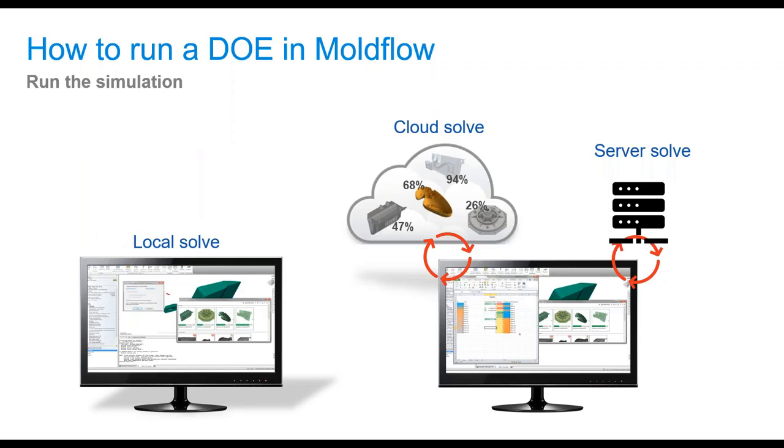So how can you run a DOE in Moldflow? Running a DOE virtually allows you to run many, sometimes 23 analyses to gather insights into an experiment. And there's several ways that you can solve these. You can solve locally versus the cloud versus a server. DOE solves will run based on available hardware and licenses. For Moldflow Insight Premium, you can solve 3 jobs at a time locally.